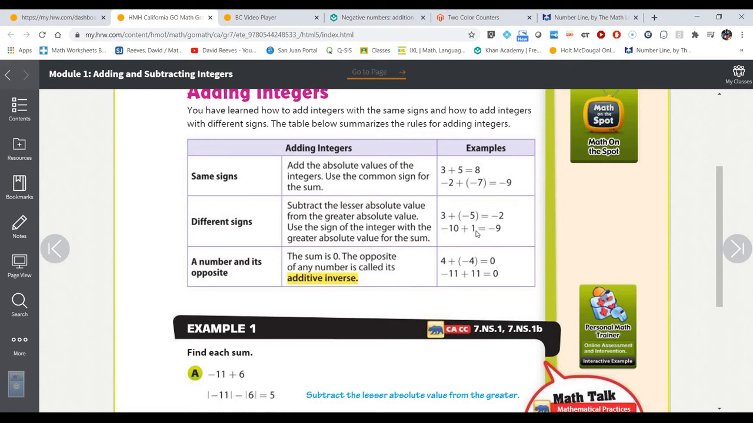All right, when I look at negative 10 and negative 1, which one has a greater absolute value? All right, negative 10 does. Okay, so then I subtract. I ignore the sign. 10 minus 1 is 9, but I keep the sign of the greater one.